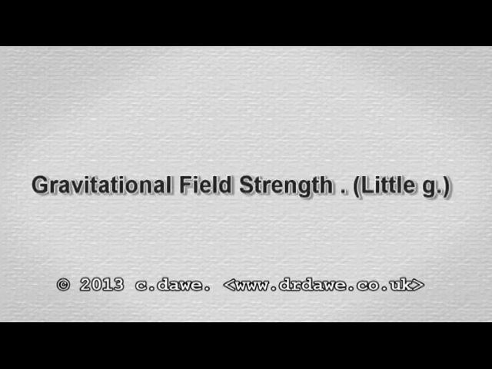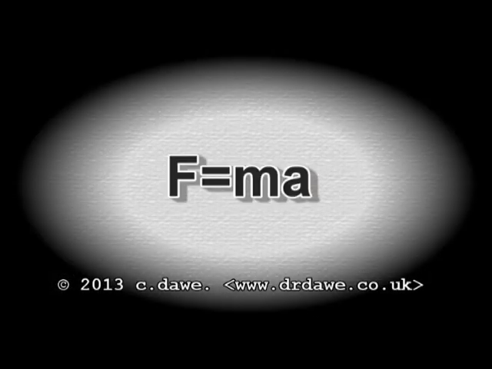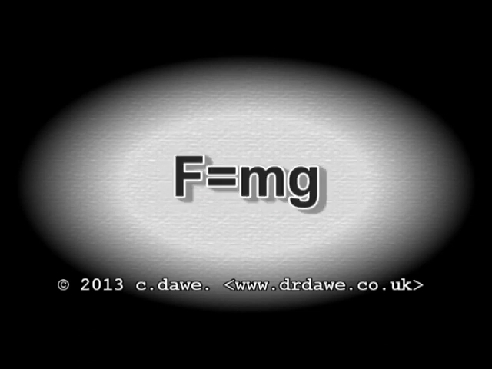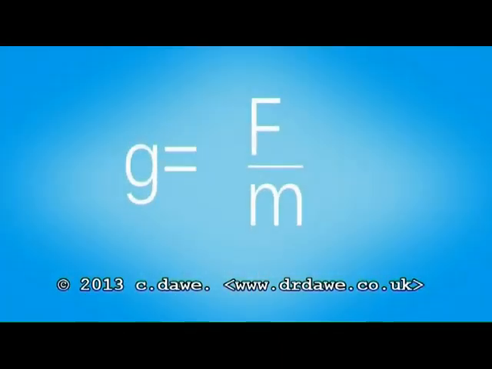Gravitational field strength, little g. By Newton's second law, force equals mass multiplied by acceleration. It follows that gravitational force is mass multiplied by the gravitational field strength. Rearranged, this becomes little g equals F divided by little m.